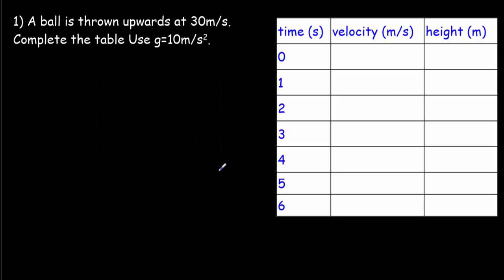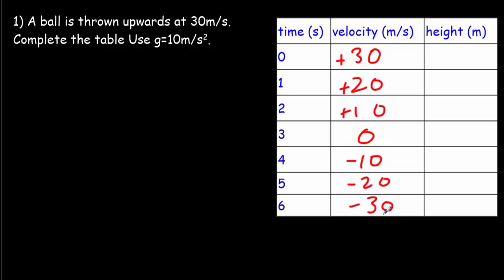So for the velocities, we really don't need an equation at all. It starts with an upwards velocity of plus 30. And the acceleration is downward, so we've got to subtract off 10 meters per second of speed every second. So after 1 second, it would be going plus 20. After 2 seconds, plus 10. Down to 0, minus 10, minus 20, minus 30. If we were using an equation, we'd simply say that the velocity would equal the initial velocity minus 10 times t. So 30 minus 0, 30 minus 10, 30 minus 20, 30 minus 30, etc.